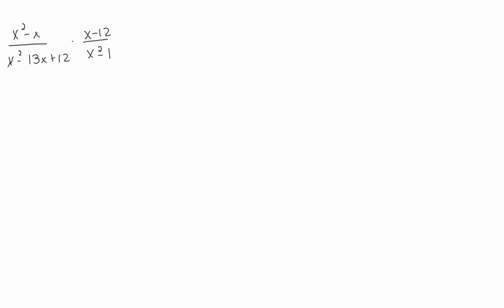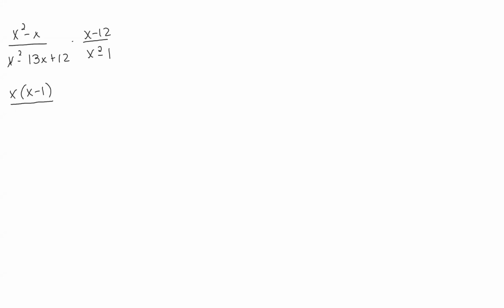Okay. In the first numerator here, we have x squared minus x, and all I can do is factor out a GCF of x. So I'm going to factor out an x, and that's going to leave me with x minus 1.